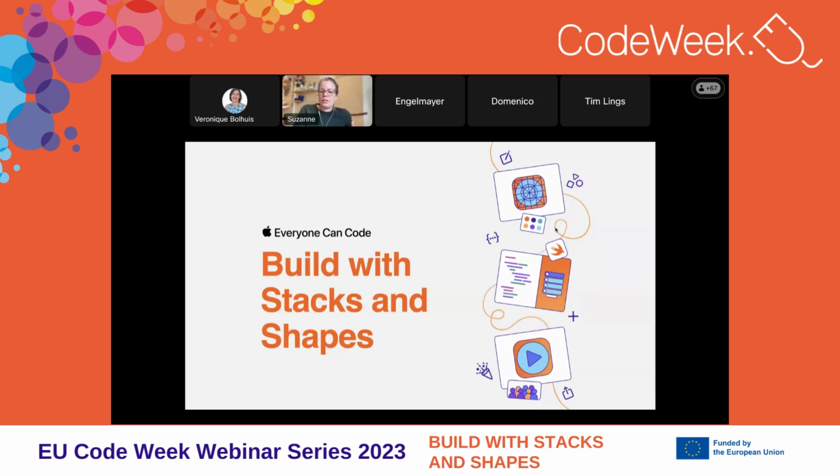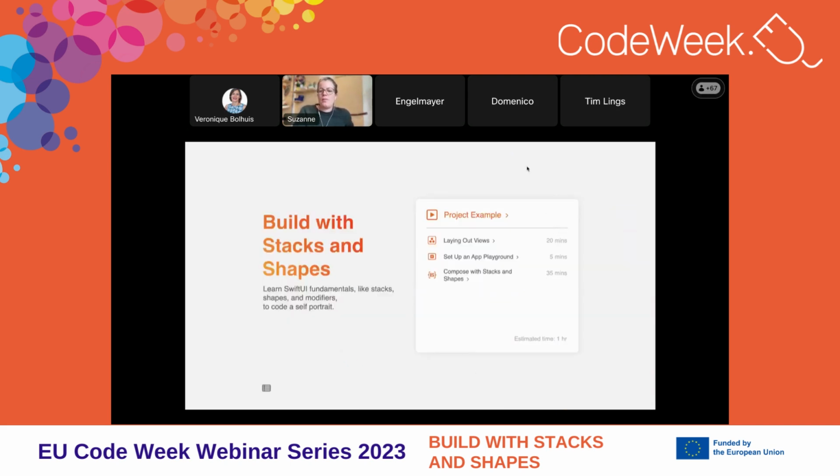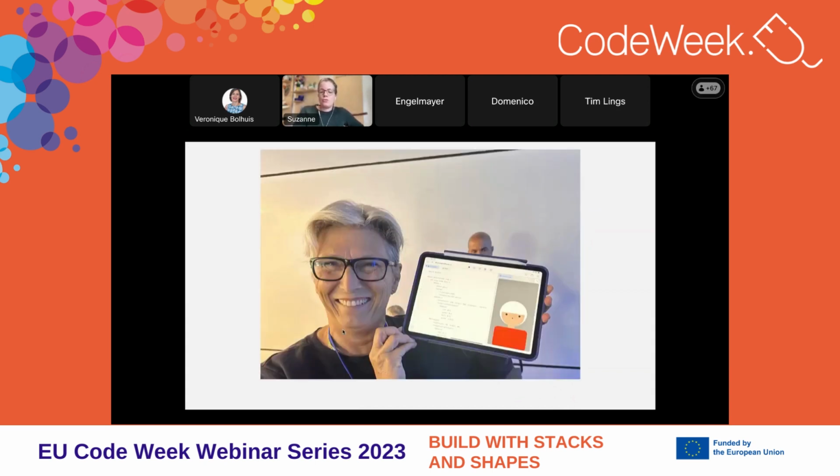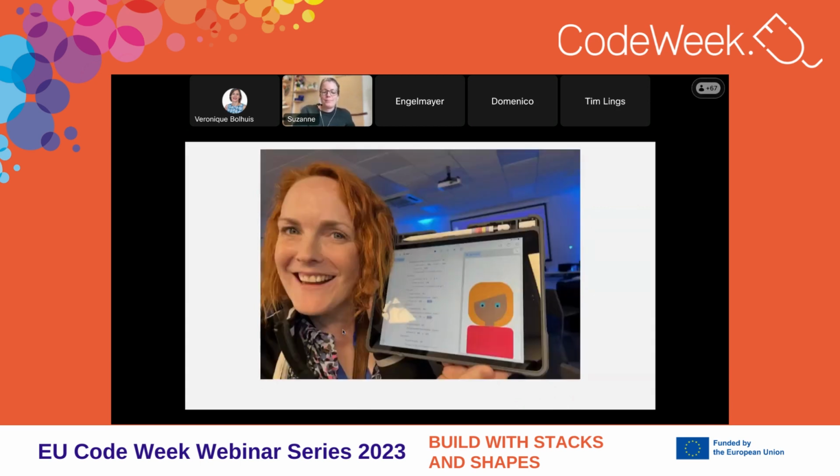So this project is called Build with Stacks and Shapes, and this is the content of it. So we're learning about these views. We're setting up a new app playground, and you are going to compose something. Okay, but what is it that you're actually going to compose? You are going to create your own self-portrait, just like these teachers have done here. I think this one looks quite canny.